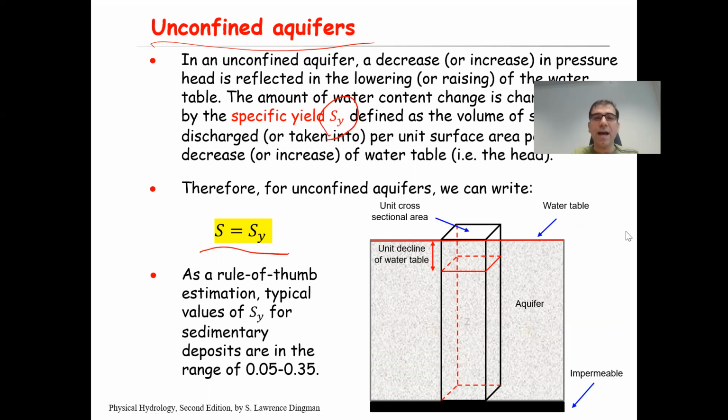Of course, it depends on the type of the aquifer and other boundary conditions. So here this is an unconfined aquifer. You have a water table. This is the impermeable area. So initially the water table surface is here, and there is a unit decline of the water table. So you lower the water table to a new position, and then you can calculate the change in volume, or the volume released or taken from this aquifer, by knowing the decline of the water table.